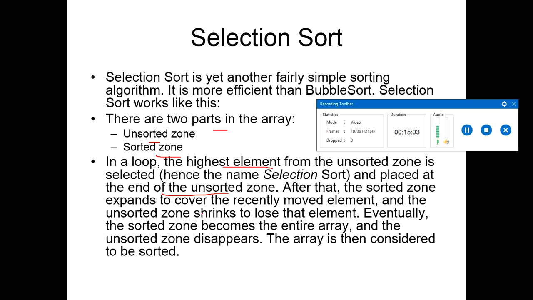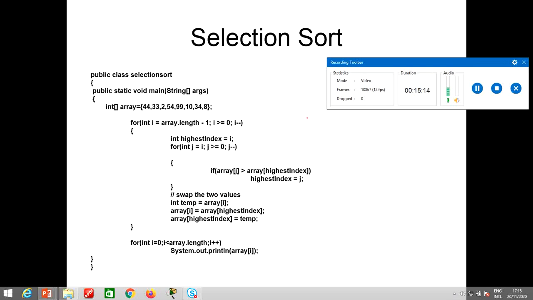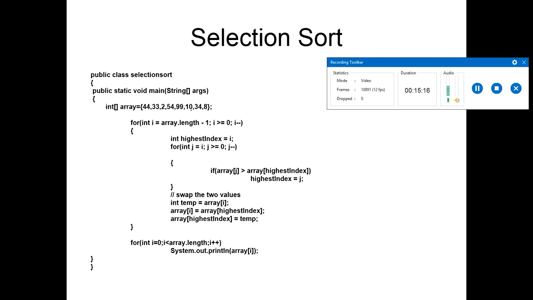Eventually the sorted zone becomes the entire array and the unsorted zone disappears. The array is then considered to be sorted. Alright, so how does the algorithm work? We have an array, and here we are not moving from the first element to the last element, rather we will traverse from the last element to the first element.